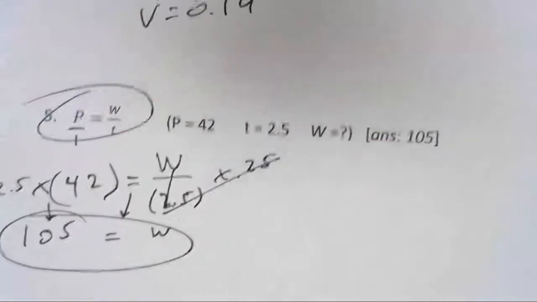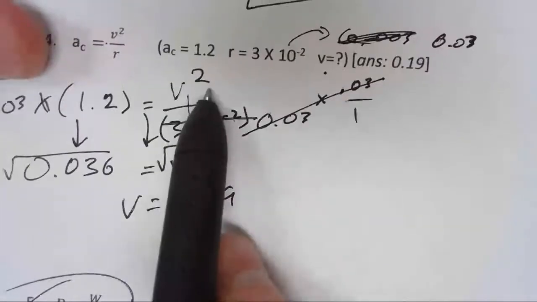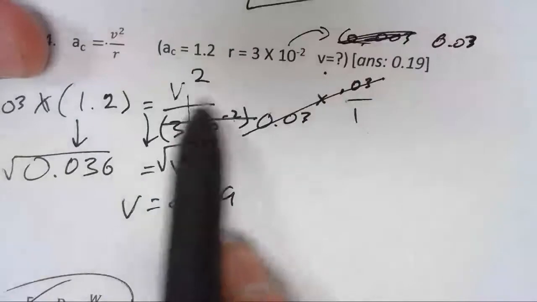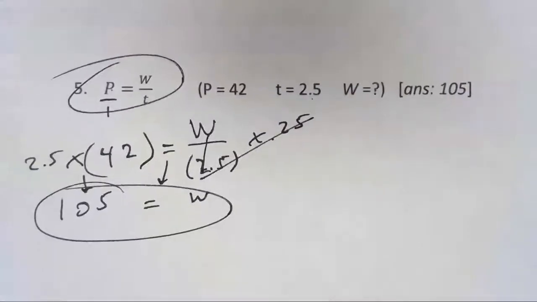And the reason that's our answer is because this is not squared. We don't have to do the same thing as we did here. Our w is not squared, so that's the answer there.